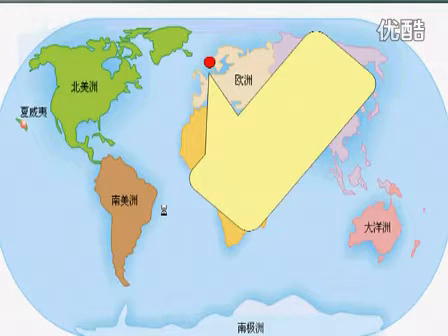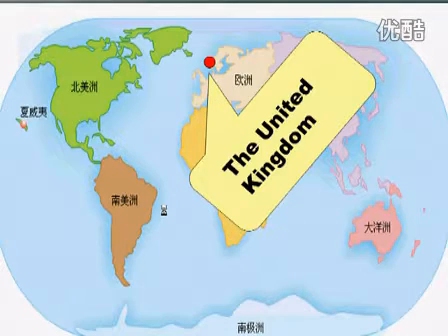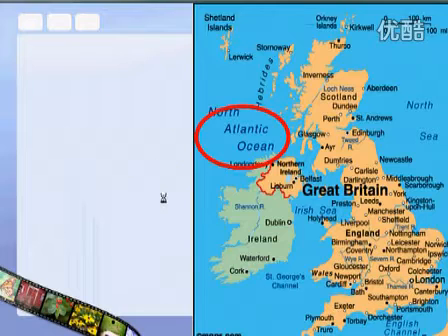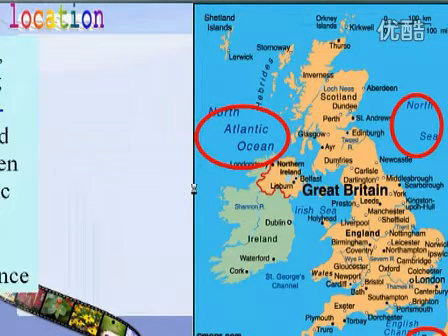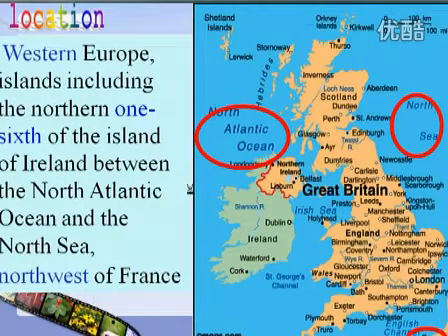Now first. The United Kingdom, okay, is a location, okay, we should know that. Now Atlantic Ocean, North Atlantic Ocean, now North Sea, and France, okay. Now location. Now as lies in Western Europe, 为欧洲的西部。Now islands include the northwest of the island of Ireland between the North Atlantic Ocean and the North Sea, northwest of France. As a location, okay.